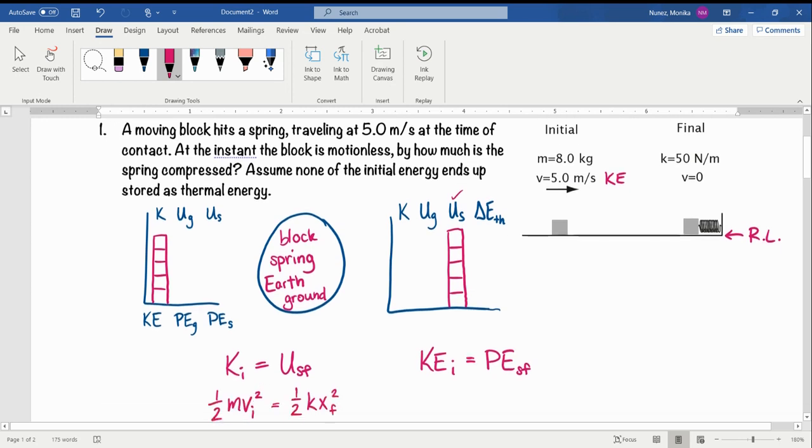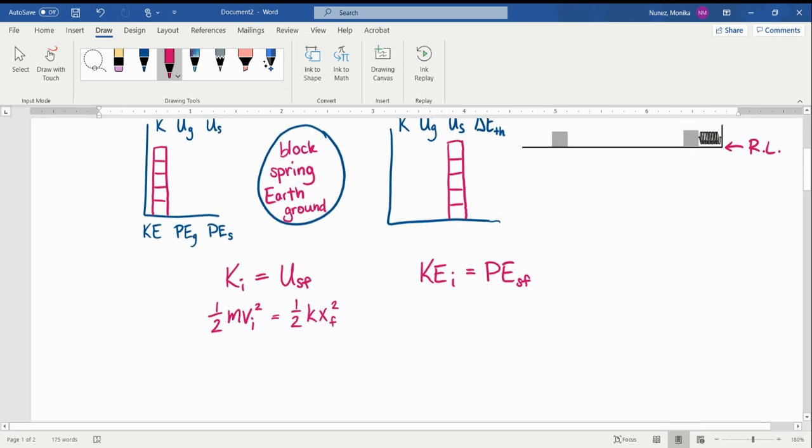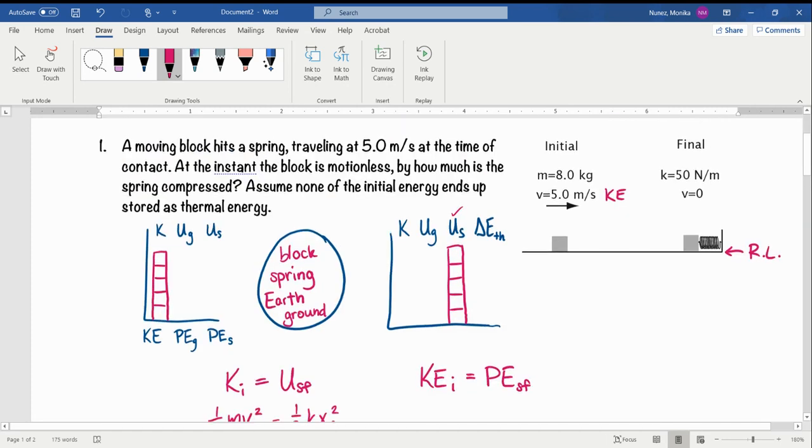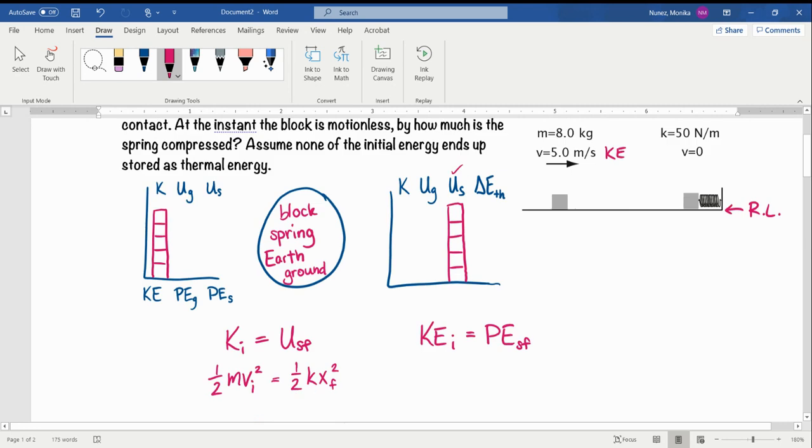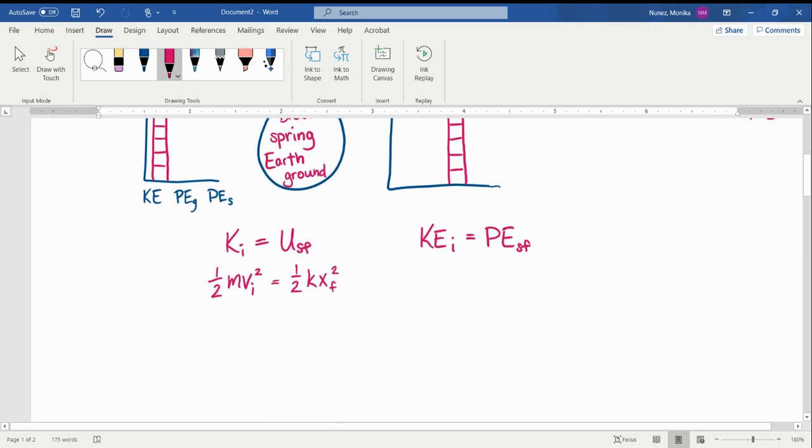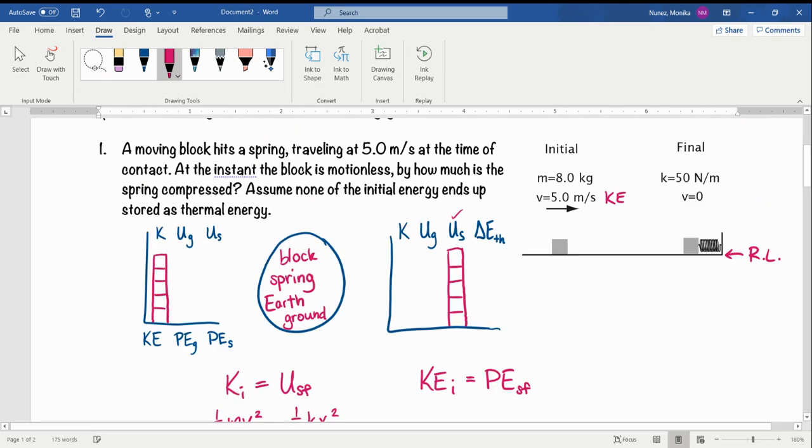Looking at the information given to me, I know the mass based on my diagram is 8 kilograms. I know the initial velocity is 5 meters per second, and I know the spring constant on my spring. So I know everything other than the spring compression, that x, and that's what I'm looking for in the problem. So I can now plug some numbers in.